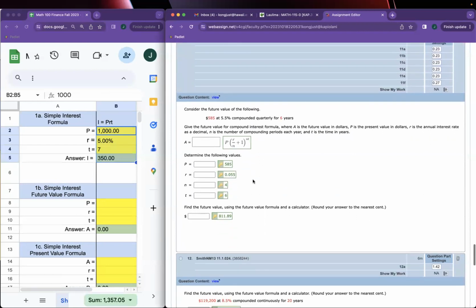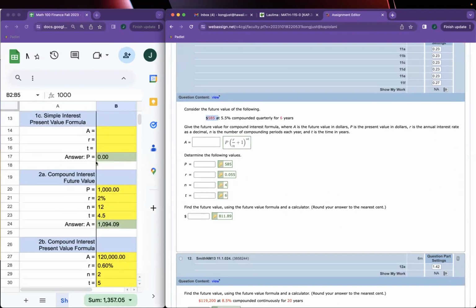Okay, number 11. Consider the future value of the following. Okay, so then they want to know the future value. It's pretty clear what it's going to be already. We have compound interest, compounded quarterly. And this is just a single time, 585. That means it's going to be equation 2A, compound interest, future value.